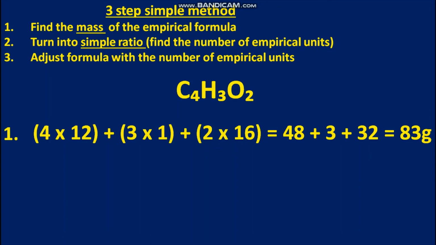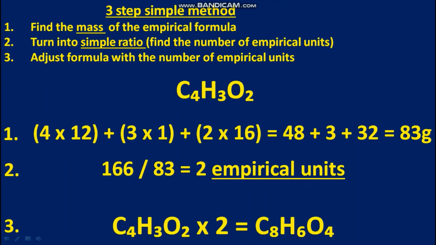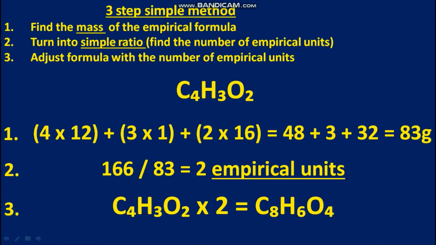So first we want to find the mass of the empirical formula, as we've just done here, and then as the relative molecular mass is 166, you do 166 divided by 83, which gives you 2 empirical units. So this is sort of like a ratio, a 2 to 1 ratio, because it's times 2. So what you want to do next is the molecular formula must be the empirical formula times 2, like I just said. So the molecular formula must be C4H3O2 times 2, which gives you C8H6O4. And there you have it.